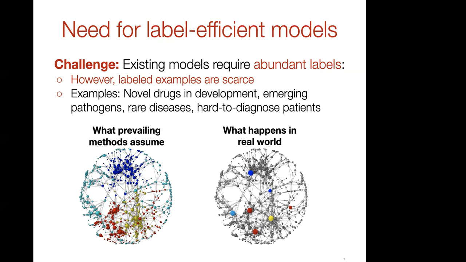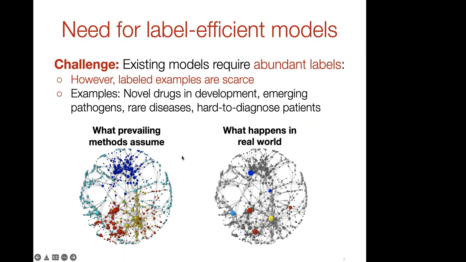For example, when we are developing algorithms that can assist in the development of novel drugs, that becomes an issue, since the labeled information for truly novel drugs in development is scarce. Modeling emerging pathogens or rare diseases, or modeling hard-to-diagnose patients are all problems that typically come with very limited label data, and therefore prevent training a standard supervised framework.